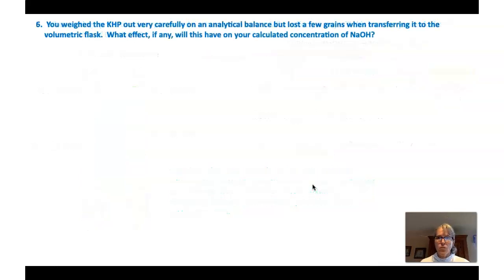All right, last question. So let's say you weighed the KHP out very carefully on an analytical balance, but you lost a few grains when transferring it to the volumetric flask. What effect, if any, will this have on your calculated concentration of sodium hydroxide?